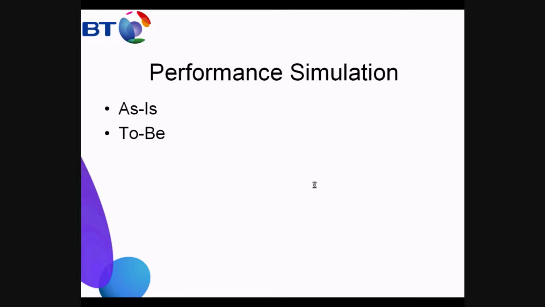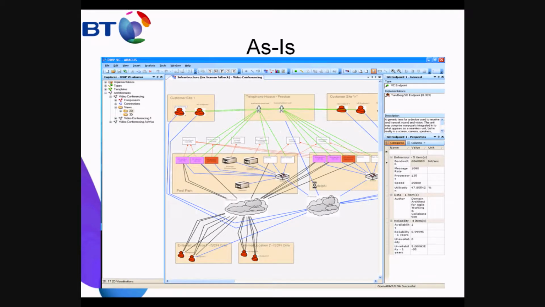So we've got an as is, which is just the architecture as it is today, which has been baselined and verified by the architects themselves. And we've also got a 2B, so that's where we would like to be, or what perceived load can be added to the system. So first we'll look at the as is.